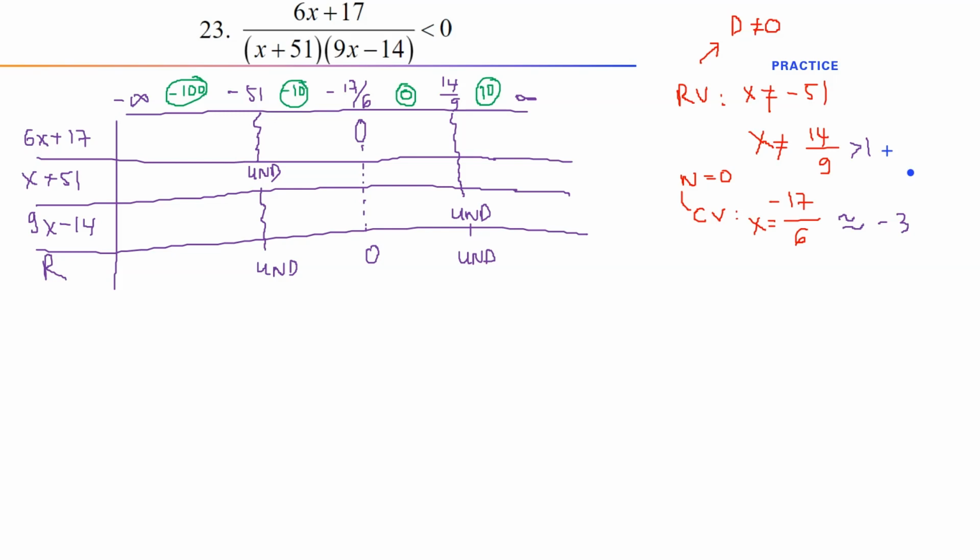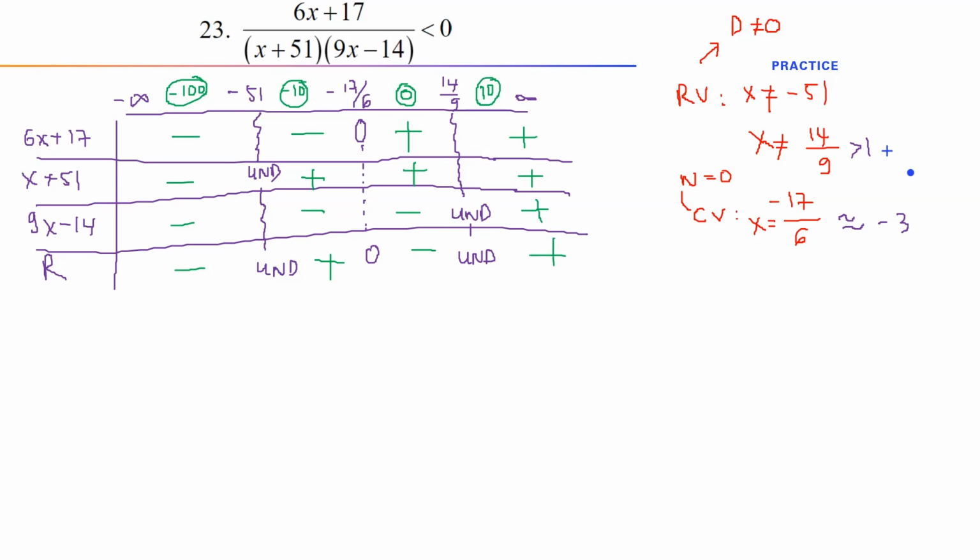So now -100, -600 plus 17. That's too much negative, right? Negative, negative, make it negative. Now -10, -60, make it negative. Make it positive, make it negative, so positive. 0, positive 17, positive 51, negative 14, negative 10. Positive, positive, 90 minus 14, that will be positive.